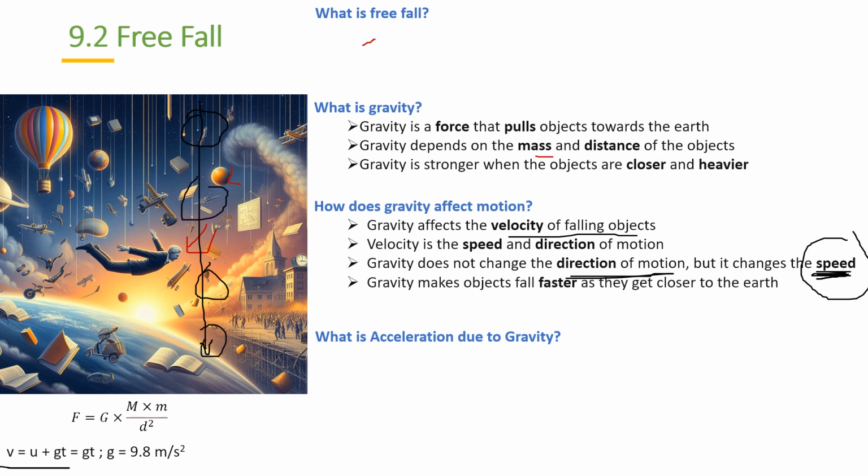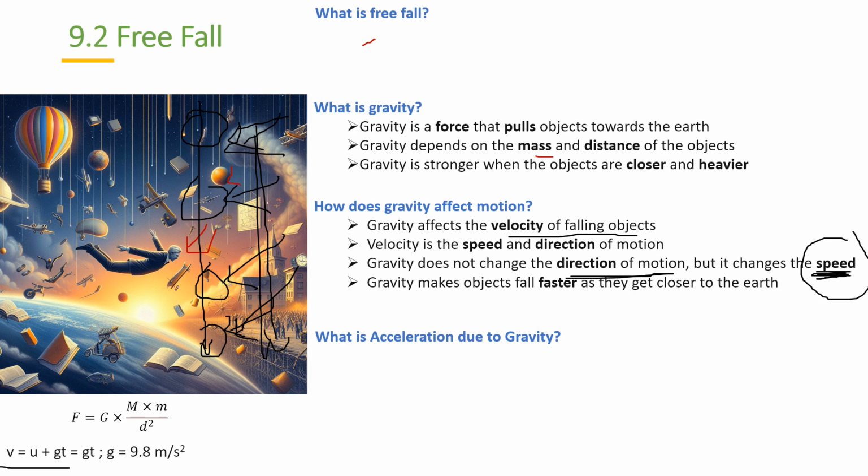It means gravity is changing the speed of the same object over time. As an object moves towards the earth, gravity makes objects fall faster as they get closer. Is the velocity increasing or decreasing? It is increasing. Here it is falling at a lower speed, whereas here the same body is falling at a faster speed.